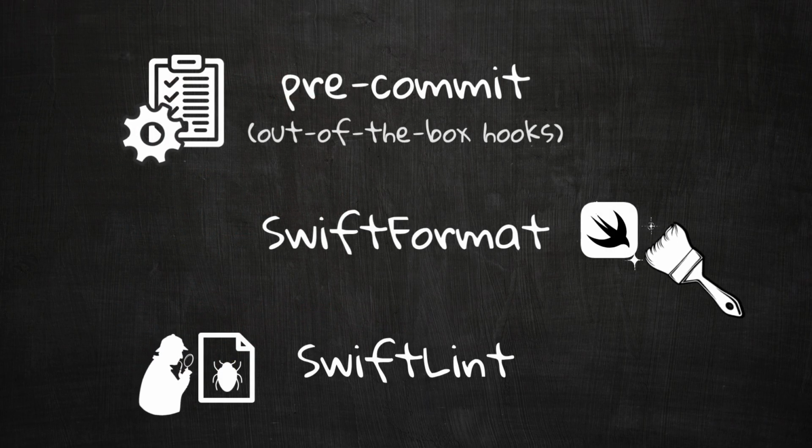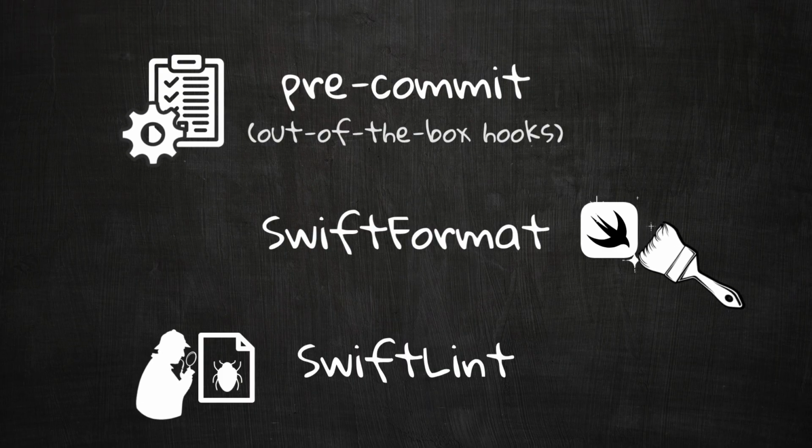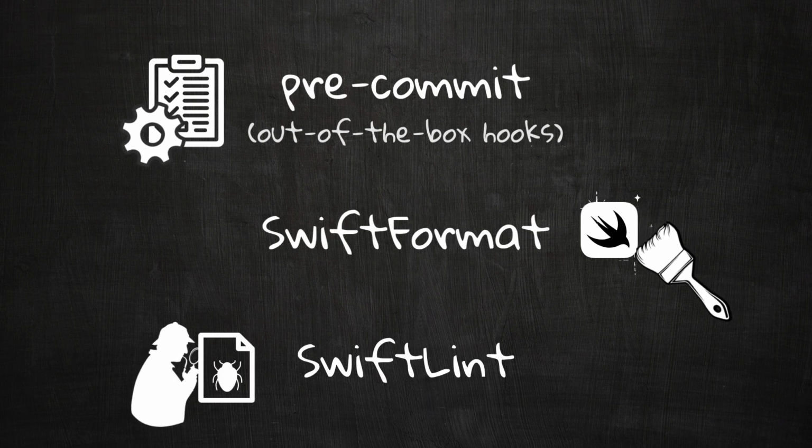So, to sum it all up, personally, I really think that using pre-commit with SwiftFormat and SwiftLint is a great way to catch mistakes early, to keep things consistent, and to have an overall smoother experience when coding.